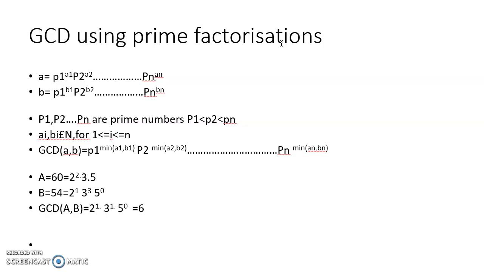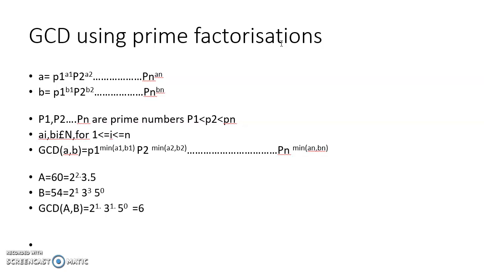So GCD of A, B is the minimum of these two: P1 raised to minimum of A1, B1, P2 raised to minimum of A2, B2, up to Pn raised to minimum of An, Bn.